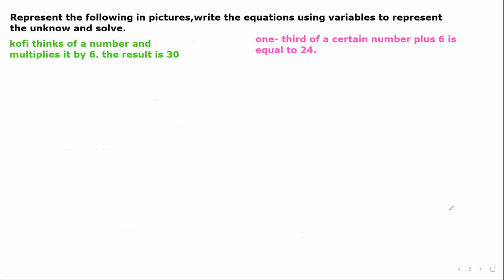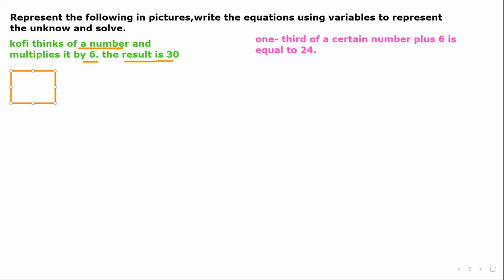Now let's solve this one. Represent the following in pictures. Kofi thinks of a number. Kofi was thinking of a certain number here and multiply it by 6. The result is 30. So let's demonstrate our boxes here. So we have, write your solution. Solution prompt. So we have boxes.